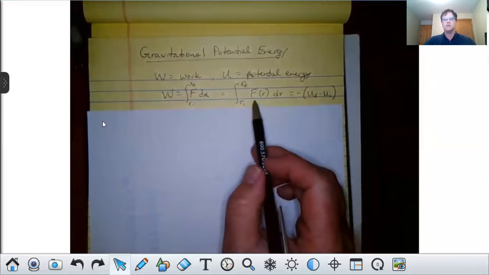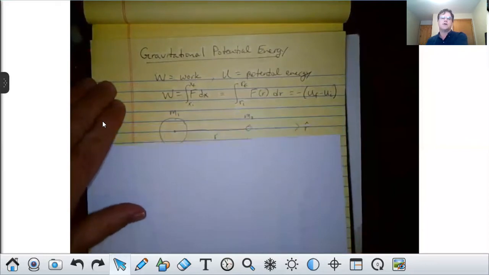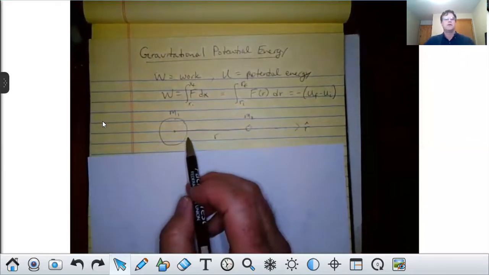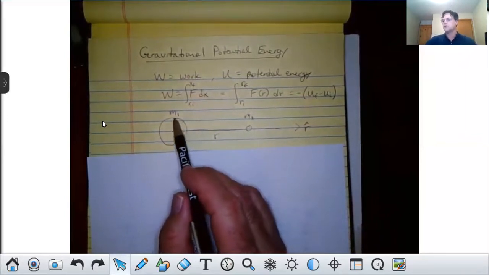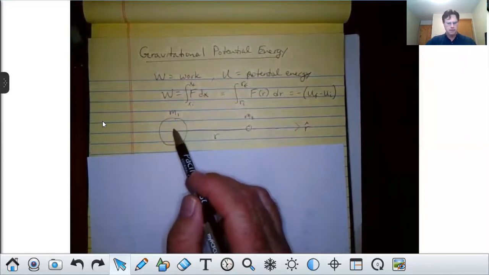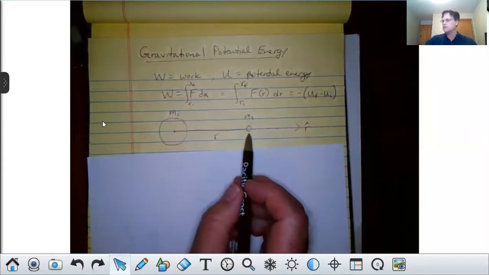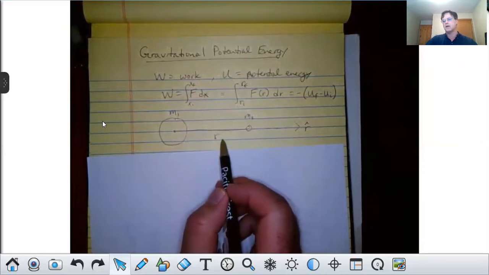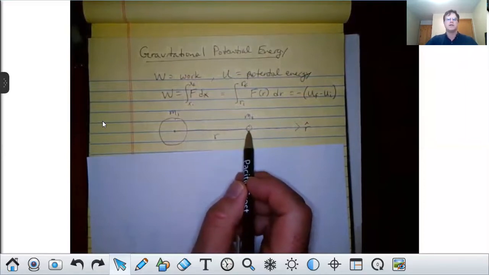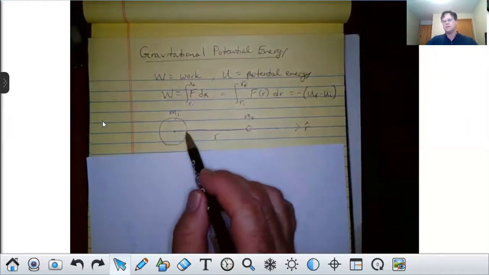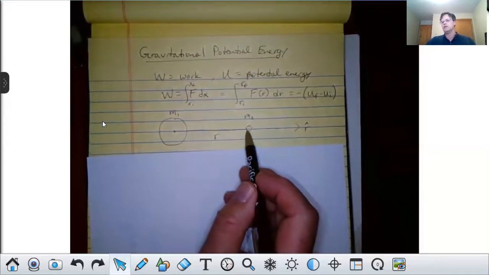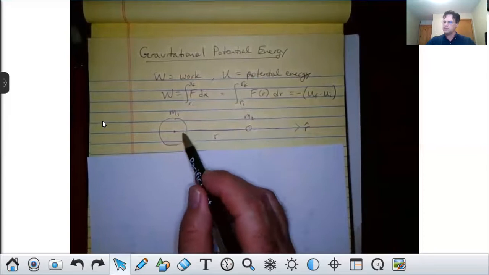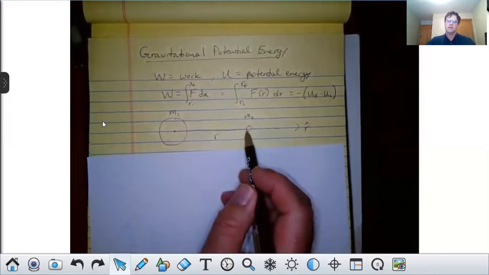All right, so let's use this to try to determine what the potential energy is for the force between two masses. The way we usually think of this is we've got one large mass, like maybe the mass of the Earth, m1, and a smaller mass out at a position r. Sometimes people call this a test mass, which might be like a satellite moving near the Earth. It's moving in the source mass's, that larger mass's, gravitational field, so to speak.